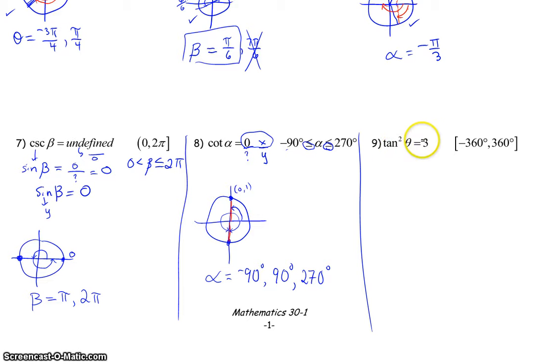Okay, next question, number 9. This is the last one using the unit circle, then we're going to the calculator. Okay, tan squared theta equals 3. So notice the squared, don't let it freak you out, you just have to get rid of it first.